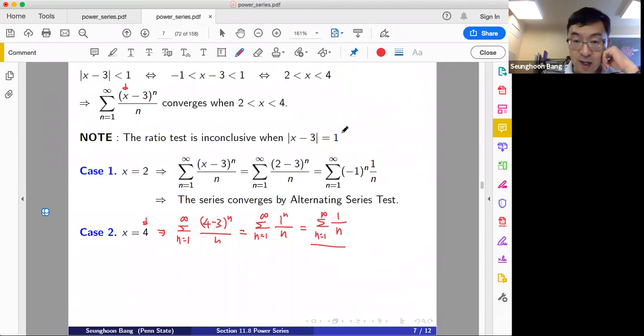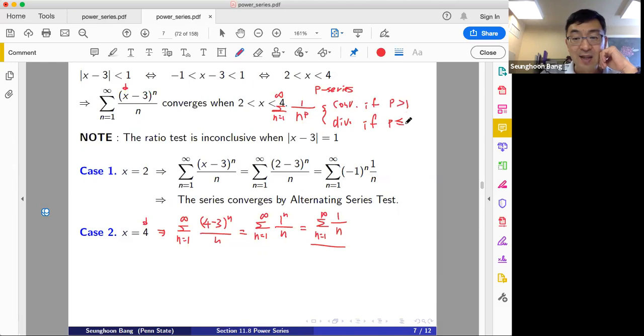Do you remember the p-series? You can use the p-series. What's a p-series? The summation from n equals 1 to infinity of 1 over n to the power p. There are two possible answers: it converges if the power p is greater than 1, and the series is divergent if p is less than or equal to 1.